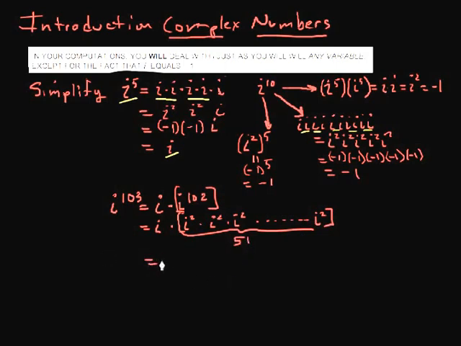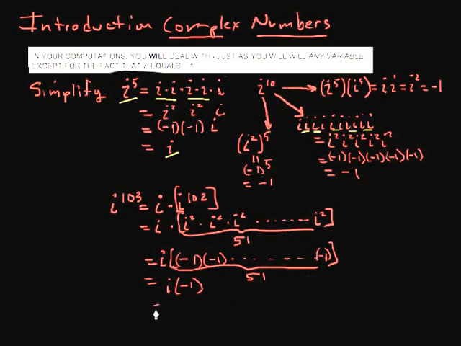Remember, if i squared is equal to -1, that's -1 times -1, 51 times. It's important that it's 51 times because 51 is an odd number, right? This is 51 of these guys. And if you multiply a -1 51 times, you're going to start seeing a pattern. It's going to just be -1, because it's an odd number of powers of -1. So this is -i.